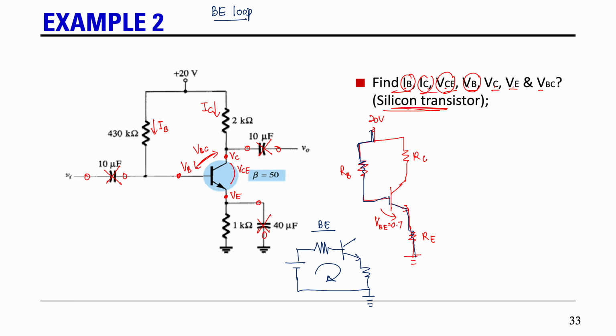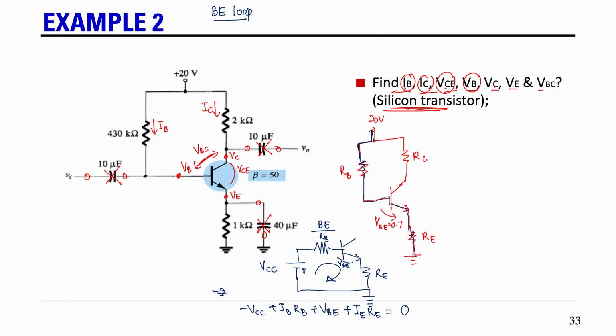So the KVL, here is your VCC. Okay, VCC, here is your RB, here is your VBE, here is your RE, right? And if you perform the KVL, it goes in here, so negative VCC plus IB RB plus VBE plus IE RE equals 0, right?